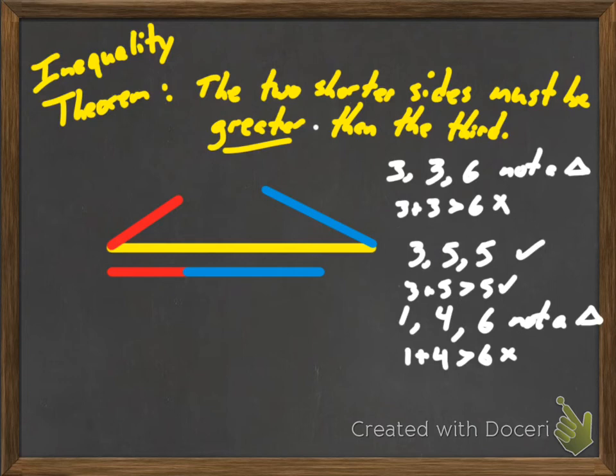How about this scalene triangle here? If we had, say, 1, 4, and 6, 1 plus 4 is 5. That is not greater than 6. That doesn't work either. How about this scalene triangle?